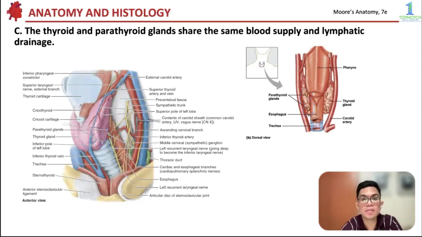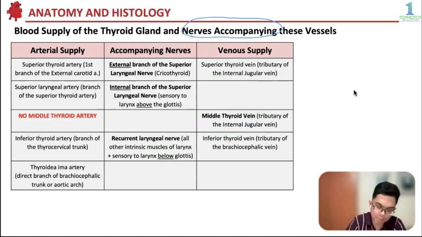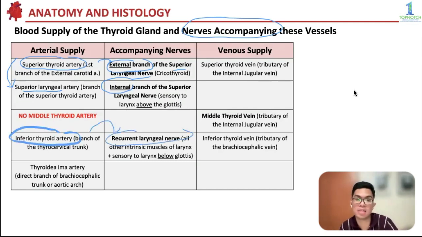Okay? And also just another quick concept, no? Lumalabas din kasi ito minsan sa boards, yung accompanying nerves ng thyroid vessels. So superior thyroid artery, it's accompanied by the external branch of the superior laryngeal. There's a sub-branch of the superior thyroid artery, the superior laryngeal. It is accompanied then by the internal branch of the superior laryngeal. Whereas the inferior thyroid artery is accompanied by the RLN, or the recurrent laryngeal nerve.